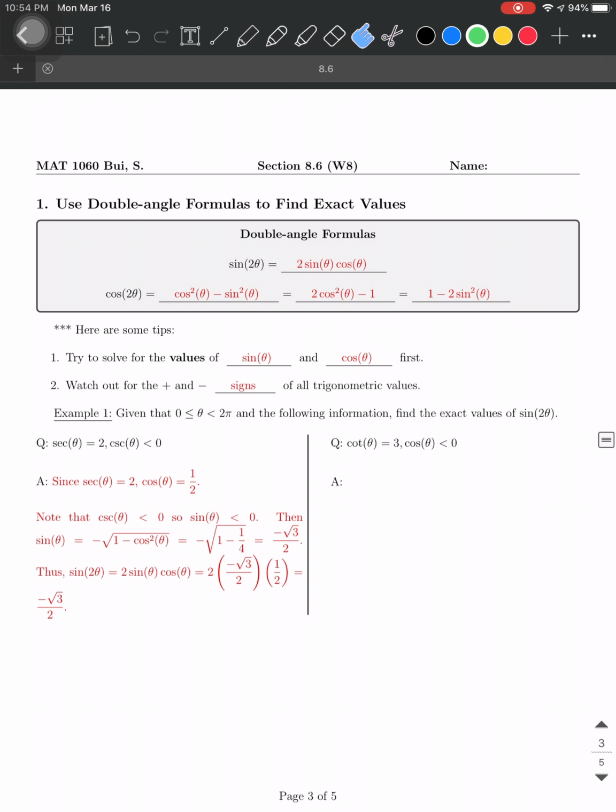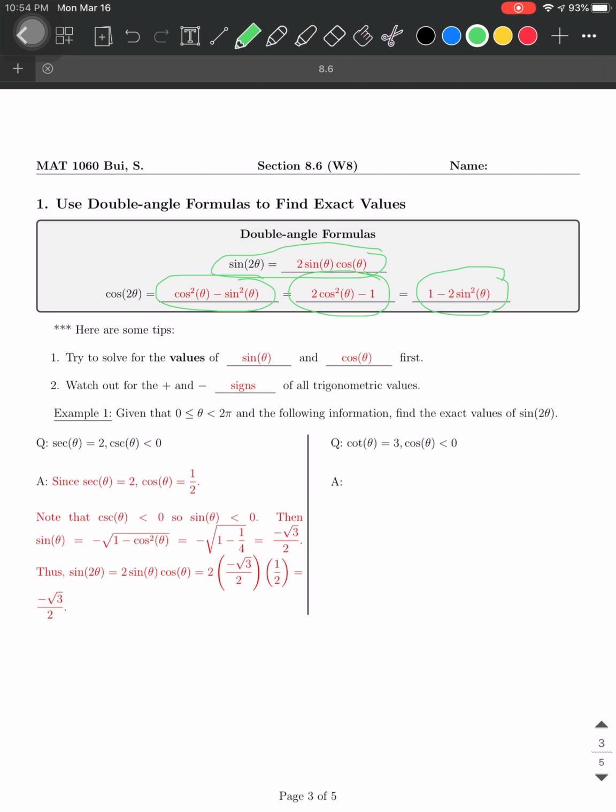So for sine and cosine, again, sine of 2 theta equals 2 sine theta cosine theta. And then for cosine of 2 theta, we have three formulas. The first one goes like cosine squared minus sine squared. The second one, coming from the first one also, is 2 cosine squared minus 1. And the last one also comes from the first formula. It is 1 minus 2 sine squared theta.